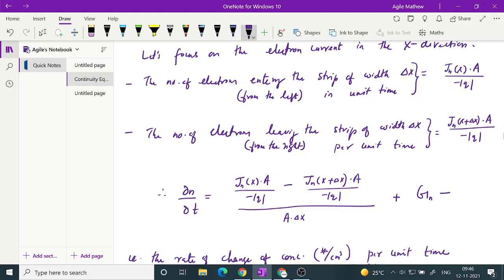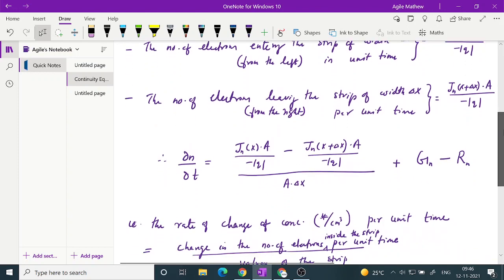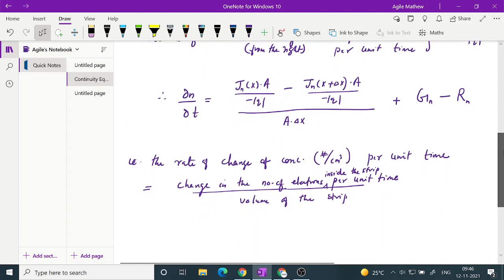And the other thing that can happen is basically the recombination. Recombination will decrease the number inside the strip, and the rate at which it is decreased is per unit time per unit volume. So these are the only ways in which, in a semiconductor, you can have a change in the concentration. Now let us try to simplify this further.